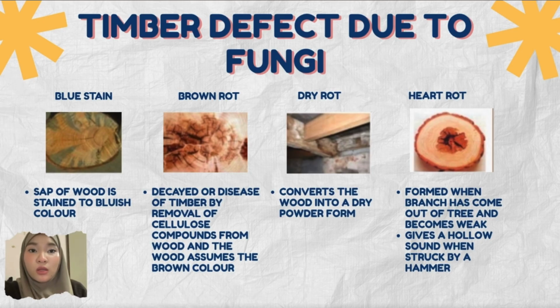Next is the brown rot. Brown rot is a decay or disease of timber by removing cellulose compounds from the wood, and the wood assumes a brown color. Next is the dry rot. Dry rot converts the wood into a dry powder form. Lastly is the hard rot. Hard rot is formed when the branch has come out of the tree and becomes weak, and it will give a hollow sound when struck by a hammer.